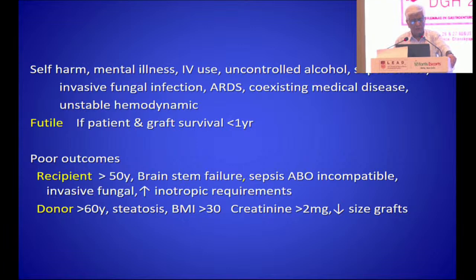This study shows that poor outcomes depend on the recipient if the age is more than 50 years, has evidence of brainstem failure, sepsis, ABO incompatible, invasive fungal infections requiring increased inotropic requirements and creatinine more than 2 milligram, but also is dependent on the donor if the age is more than 60 years, has evidence of steatosis because everything has to be done very fast, BMI more than 30 and decreased size grafts.